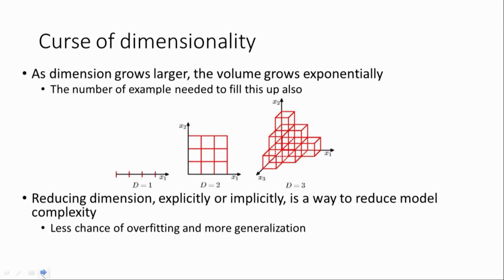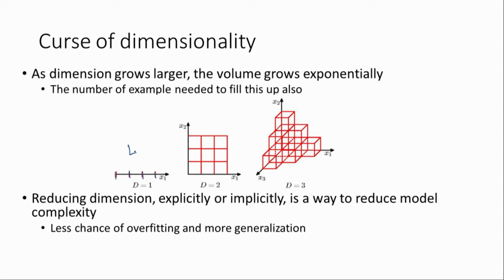Okay, so we started talking about the curse of dimensionality. What does it really mean? Let's see a very concrete example. Imagine that we start with a single line, and suppose we want to partition this line into unit interval sizes. If the line is of length L, how many intervals do I need to fill it up? L intervals.